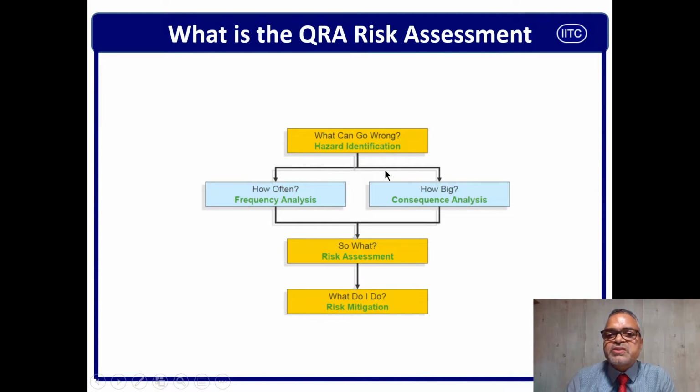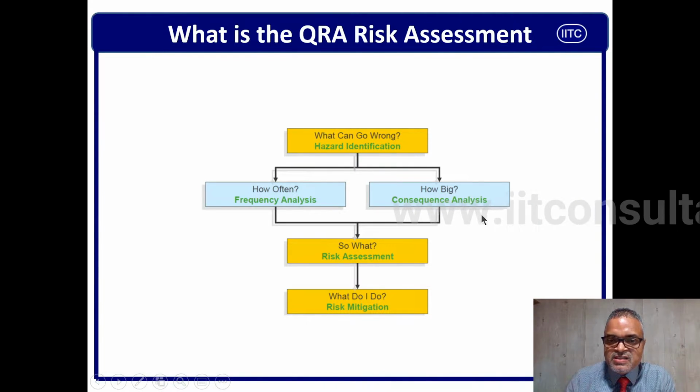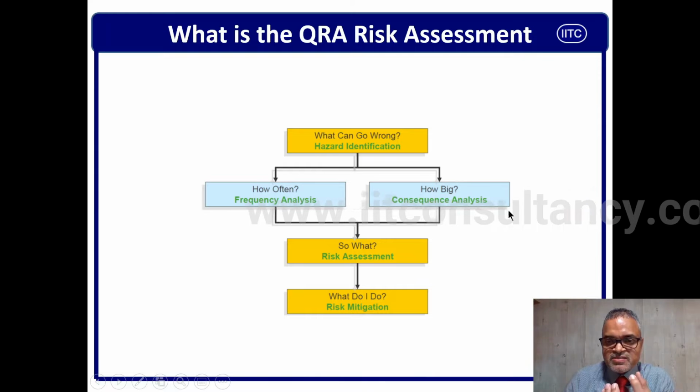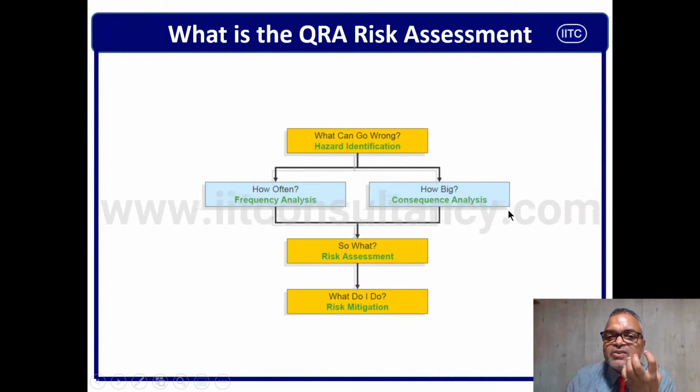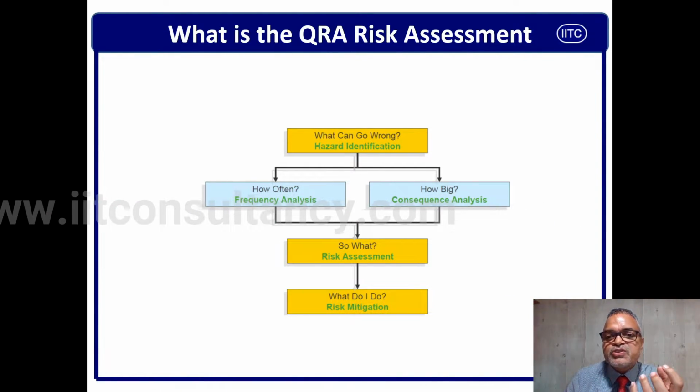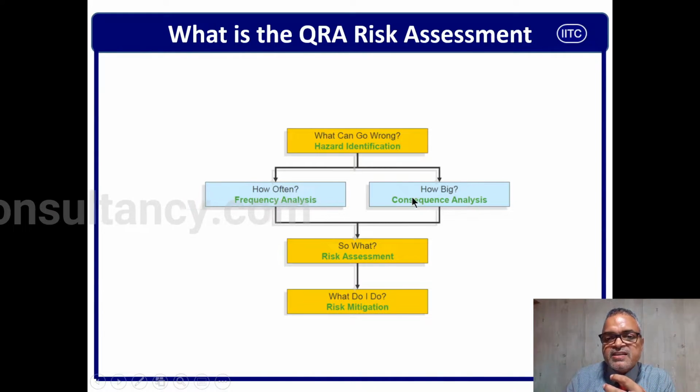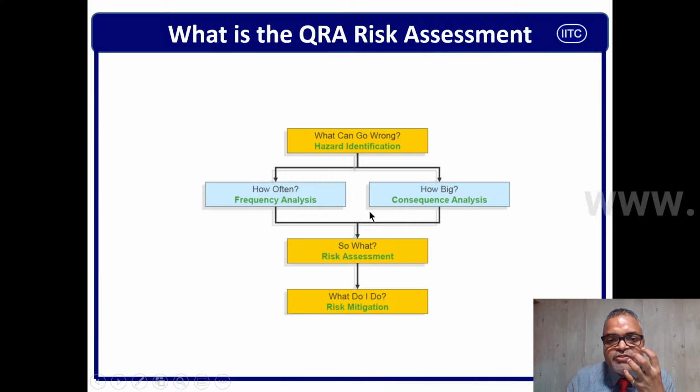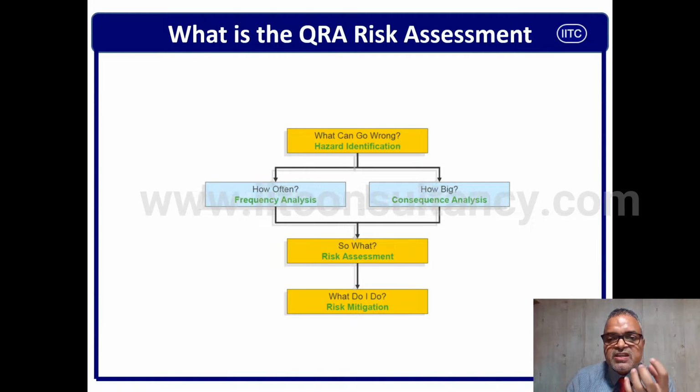Now we are going to see, if the event happens, how big the event would be. That means, what is the consequence? To identify the consequence, we need to have software. As we mentioned, the pioneer in quantitative risk assessment area is DNV. You may be familiar with PHAST. Now the latest version is PHAST 6.8.